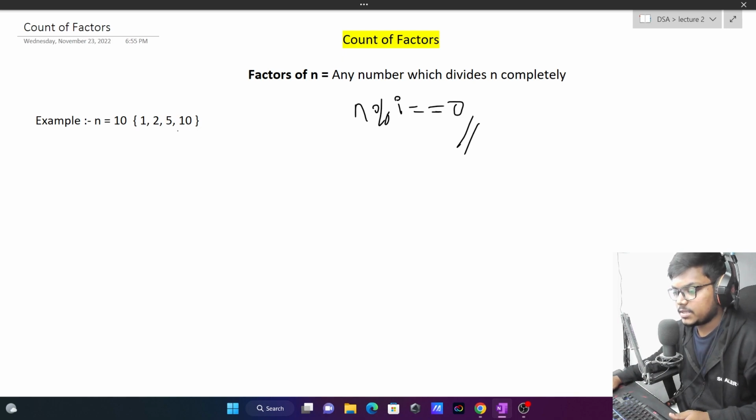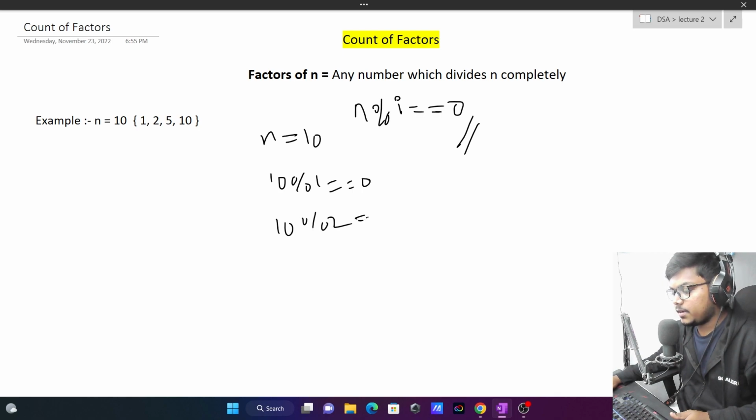So for example, what are the factors for 10? Assume n is equal to 10. Now 10 modulus 1 equals 0. Is it true? Yes, 1 tens are 10. And now 10 mod 2, is it completely divisible? Yes, it is. 2 5s are 10.